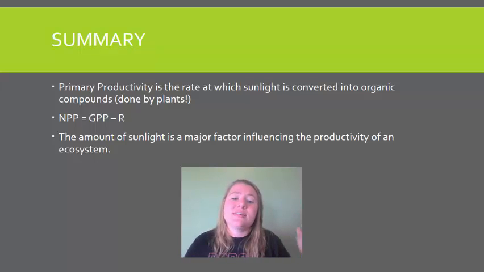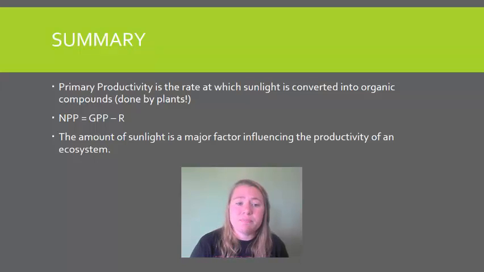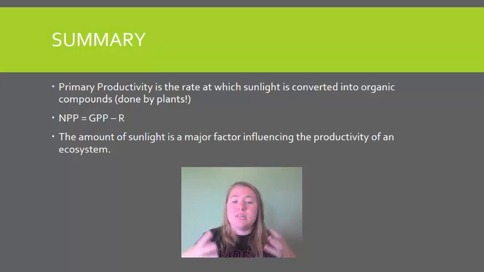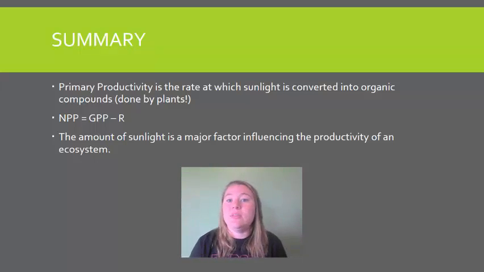Also, the amount of sunlight is a major factor that influences the amount of productivity in an ecosystem. So this is limiting in both terrestrial and aquatic ecosystems, particularly if you look at how deep in the water column an organism lives, they're going to have less sunlight, and that influences how much productivity is right there.